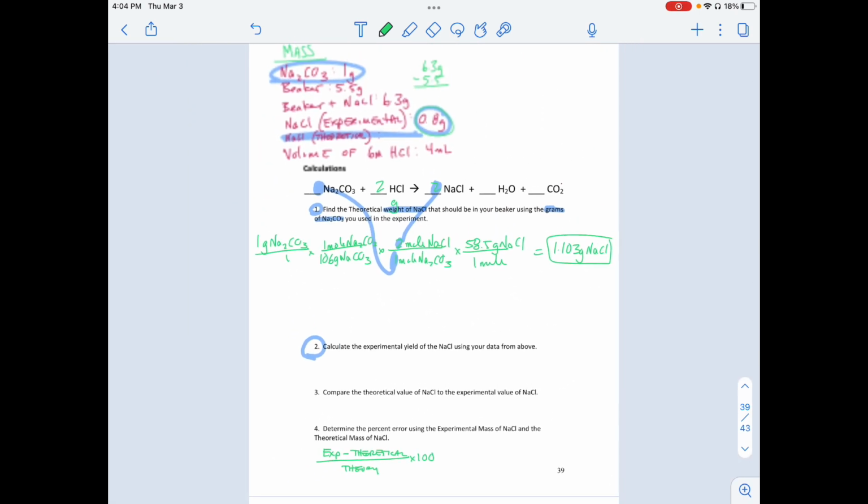If I can mark this up for a moment, we got 0.8. Our theoretical was 1.1. We can run that equation. I'll let you do that math.